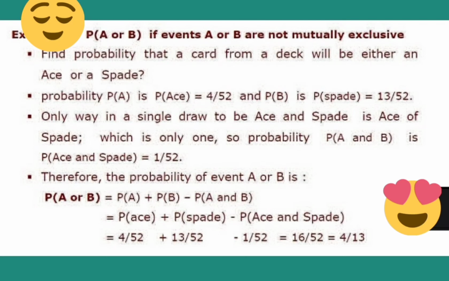Now let us consider the probability of ace and spade together to come. That is only one possibility, so 1 divided by 52.